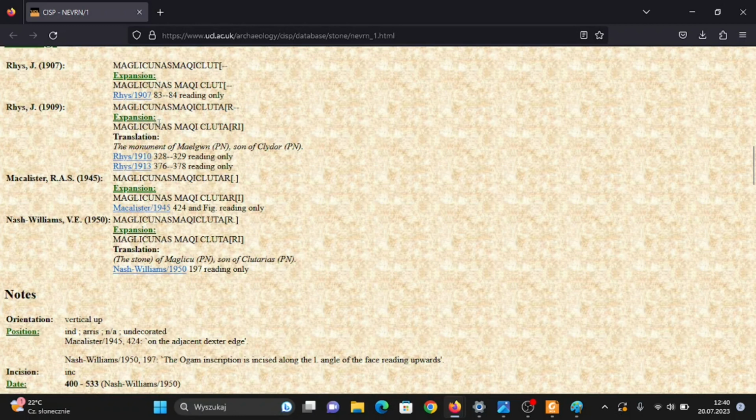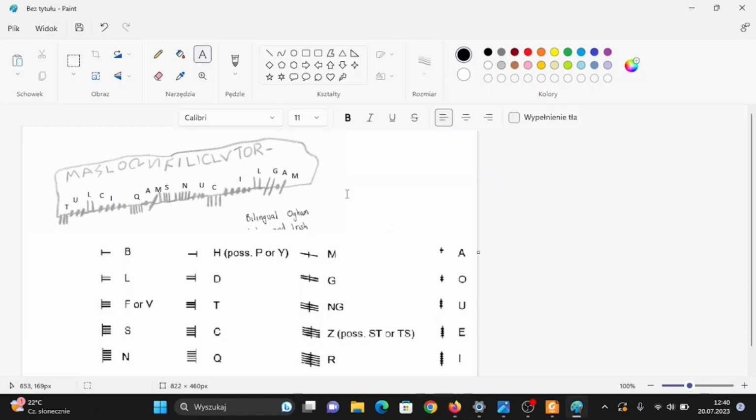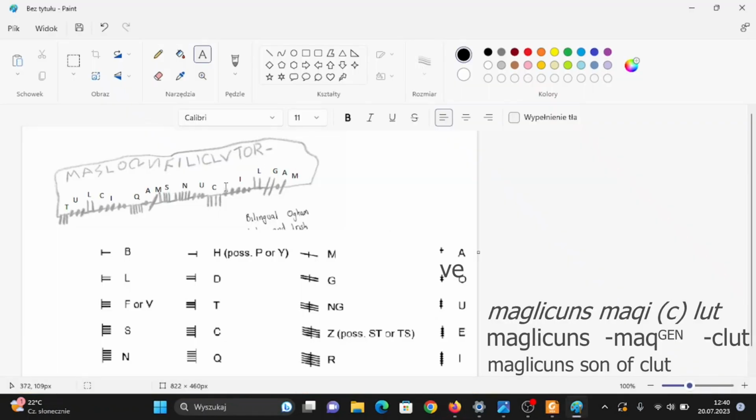Look, this is quite different, but basically all of them seem to have this first name beginning with Maglicunus, Maki Clut. It's not too far away from the version that we had. What do we have? Maglicunus, Maki Clut, but I missed out the C. There we go.